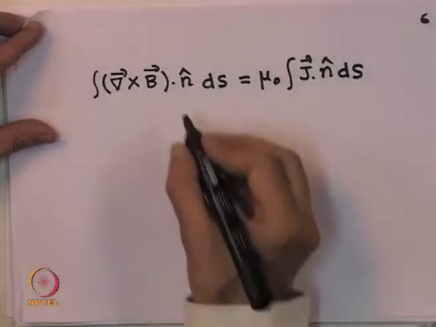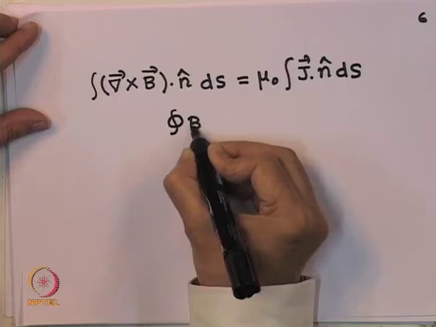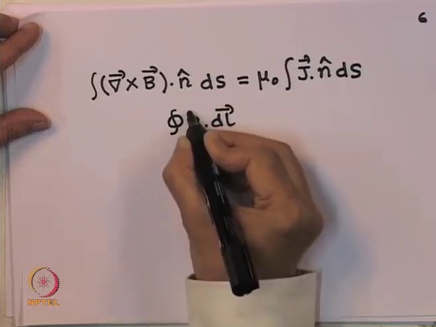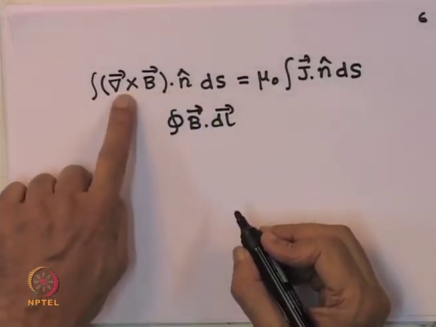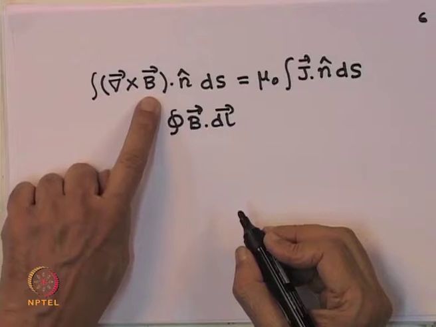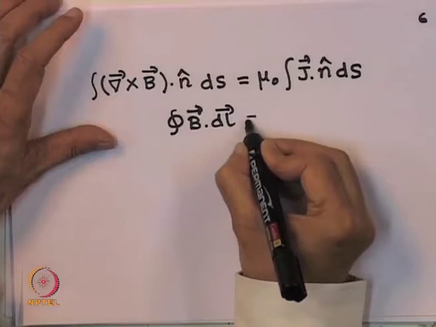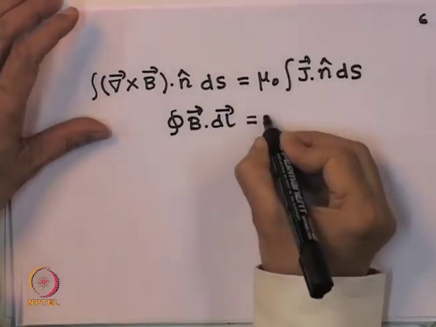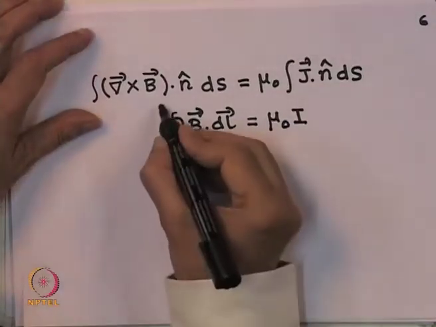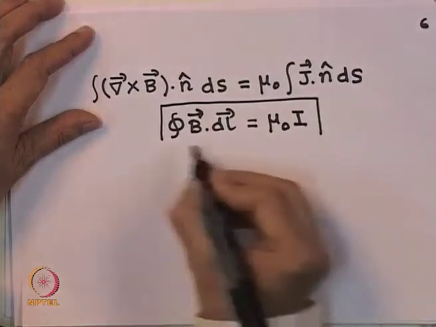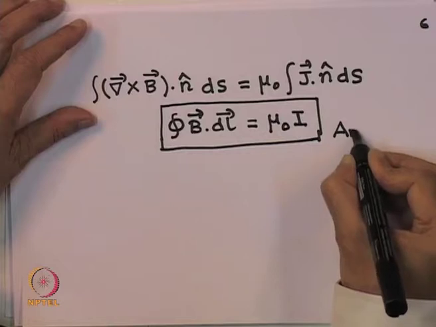And because of that, I must have integral of B dot dl. Remember that I have used Stokes' theorem here, which converts the surface integral of a curl to line integral of the vector field itself. And J dot n ds is my current. So, therefore, this is mu 0 times I. And this is usually called the Ampere's law of magnetism.